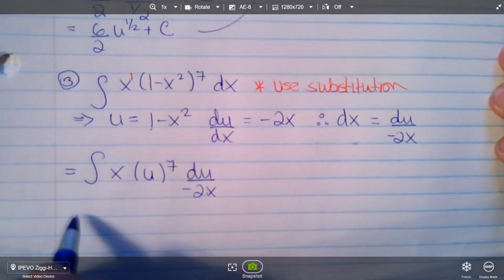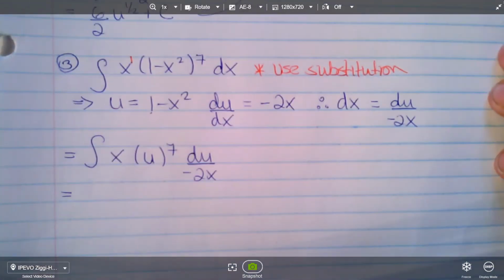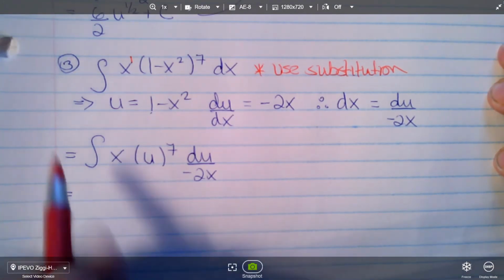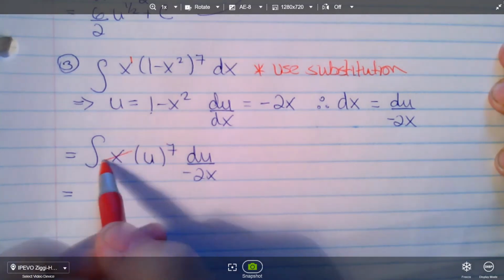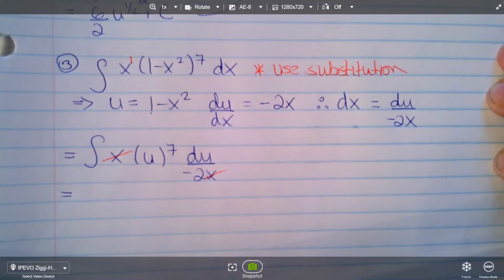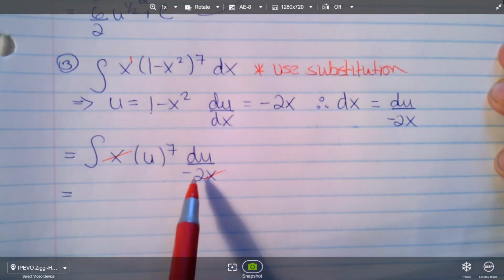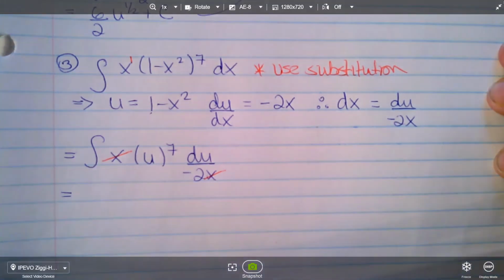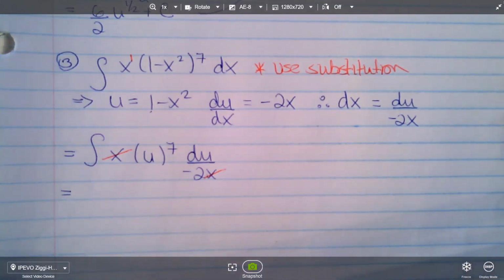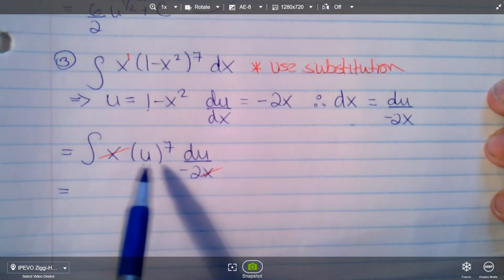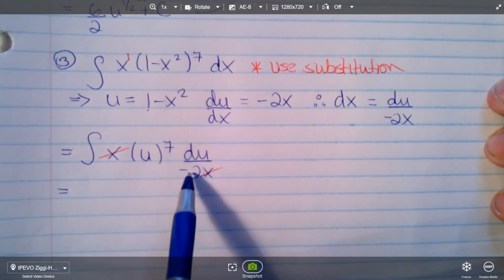All right, how am I doing? Well, I need to integrate over du, which means I can't be using other variables. And right now I have x's in there, but if I did it right, and it is substitution, the x's should cancel. And they did. Did the 2 cancel? No, it doesn't have to. I'm just concerned that the x's are gone. And as long as the substitution was the correct choice, they should. And they did. All right, so I have u^7 du over negative 2 left.